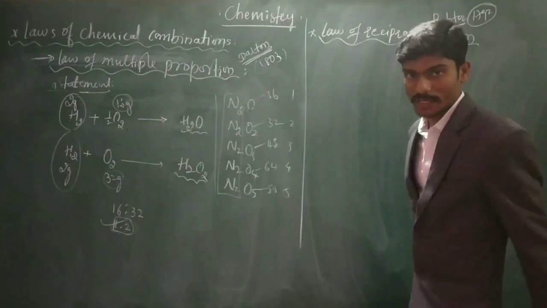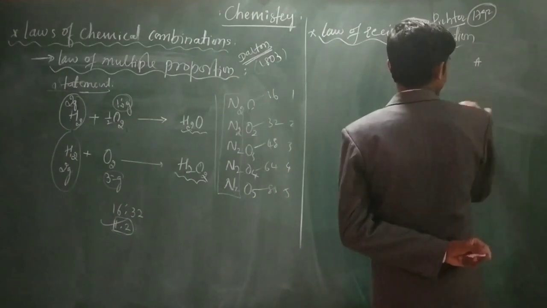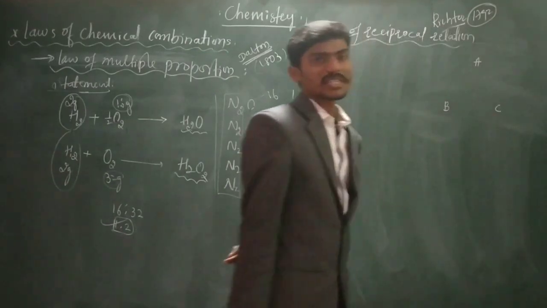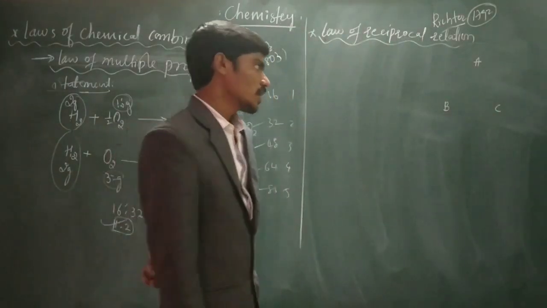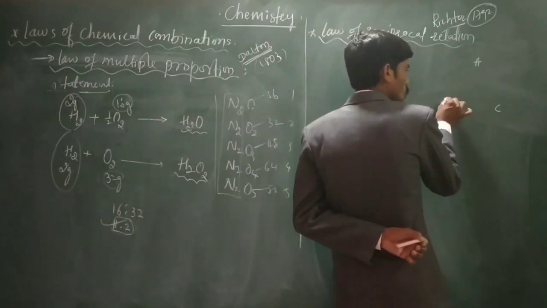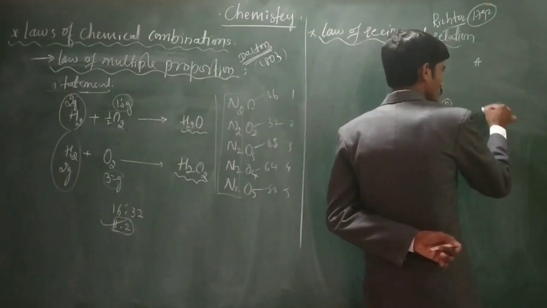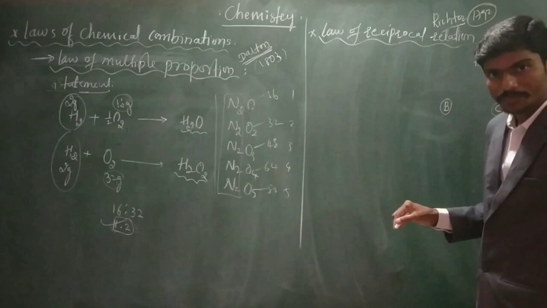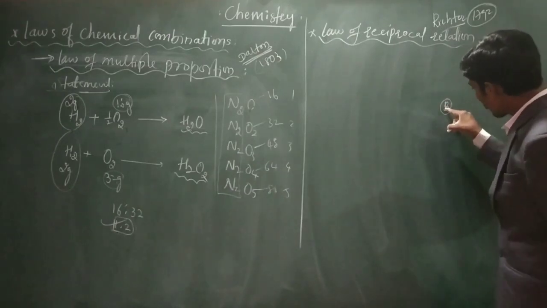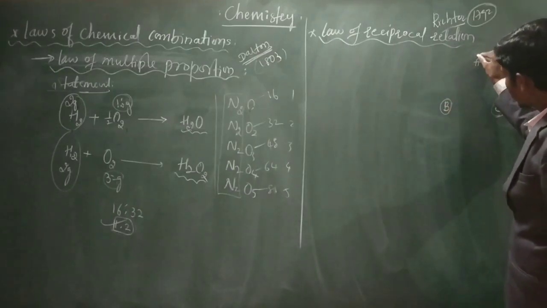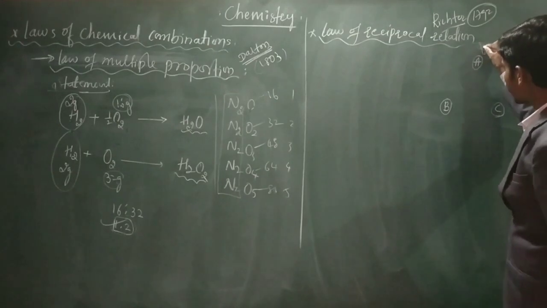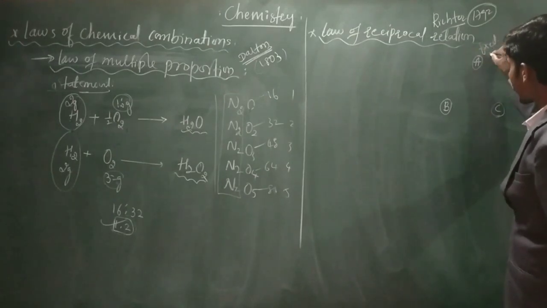Three elements are considered here. For example, A, B, C. Three different elements I have taken. If two elements B and C, A, B, C are the three elements. When element B is reacting with A, the mass of this A I will keep fixed here, a fixed mass.